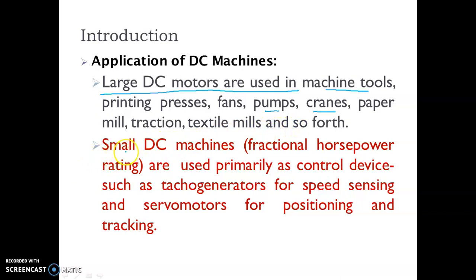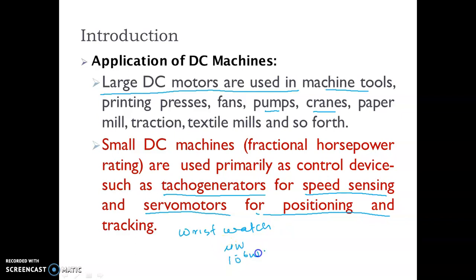Even small DC machines, fractional horsepower, are used primarily as control devices, such as the tachogenerator for speed sensing, and the servo motor. This part you will study in your control systems course also, positioning control. Even in your wristwatch, a small DC motor is used. Its rating is in microwatts. Micro means 10 to the power minus 6 watt.